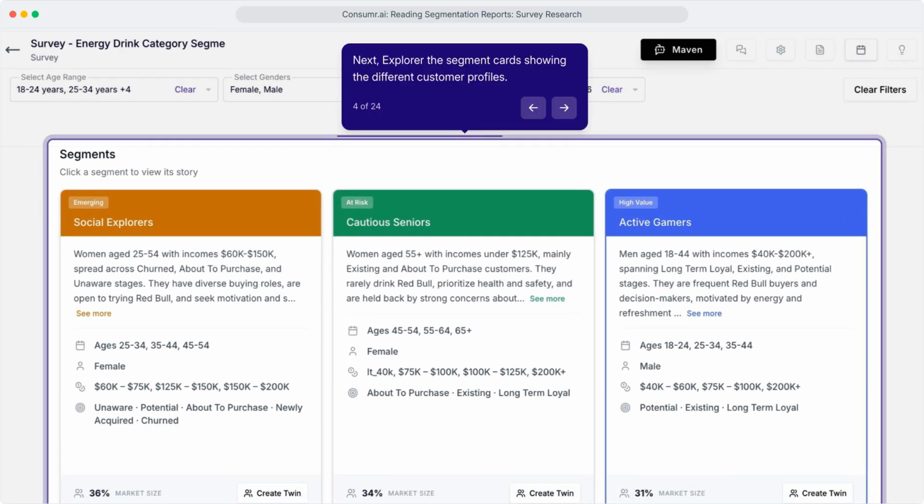Explore the segment cards showing the different customer profiles. Think of segment cards as your customer types laid out visually. Each card represents a distinct group of consumers with shared characteristics. Each requires different positioning. Each responds to different messaging. Each has different triggers and barriers. Understanding these distinct profiles is the entire point of segmentation.